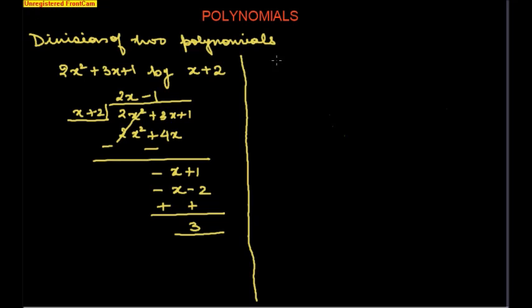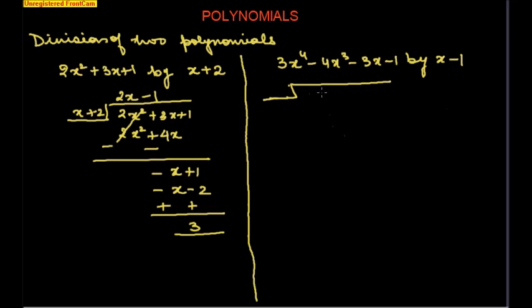Let us take another example. We have to divide 3x to the power of 4 minus 4x cube minus 3x minus 1 by x minus 1. Now we have 3x to the power of 4 minus 4x cube minus 3x minus 1, and here I write down x minus 1.